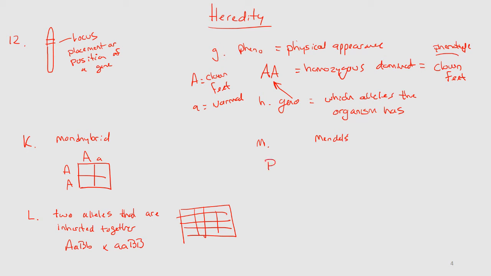The P generation equals when he takes a purebred, like let's say it was a white flower and a purple flower. Let's change the letters. Let's say big P, that's purple, and then little p. Those get crossed together, right? So they cross together, and we get a result. All those kids are going to be big P, little p. Do you guys know that?